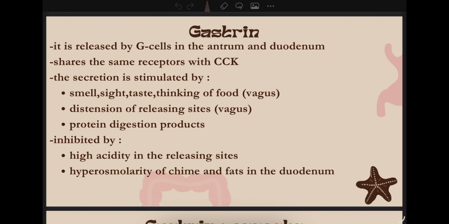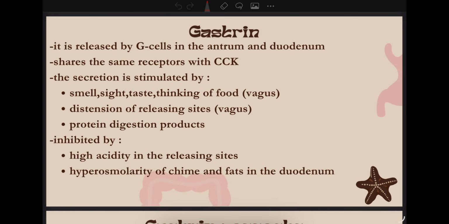When you think about a hormone, ask yourself about 4 things about this hormone. Where is it released from? Second thing, what stimulates this hormone secretion? What inhibits this hormone secretion? And last thing is, what effects does this hormone do? Again, where, what stimulates, what inhibits, and what effects does it do? Okay? So for gastrin, first of all, where?